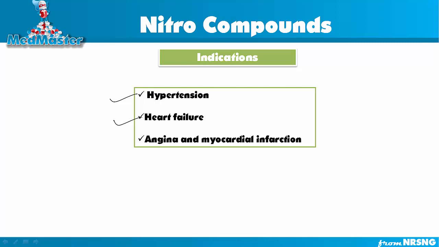And when there are coronary spasms, angina, or myocardial infarction, we can use these drugs to dilate those coronary vessels, so we can provide more blood to cardiac tissue. So the uses of these nitro compounds are basically three: hypertension, heart failure, and angina and myocardial infarction.